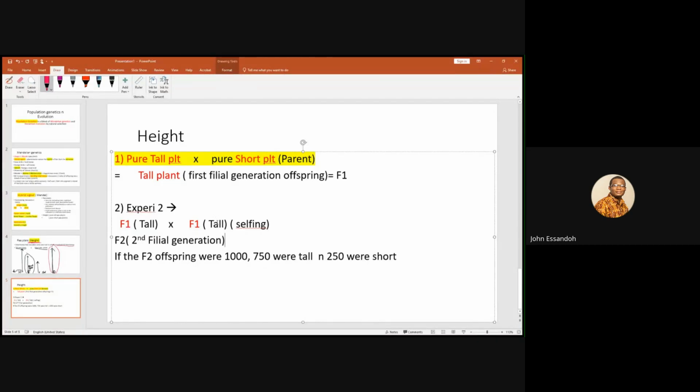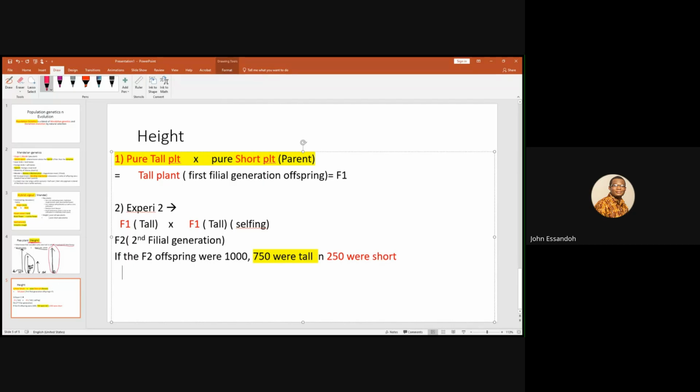Okay. Now we get our second filial generation. Beautiful. Now in this second filial generation, we realize that of the offspring, if they were 1,000, 750 are tall and 250 are short. What is going on? The man was confused. It means that the ratio of what? The ratio.